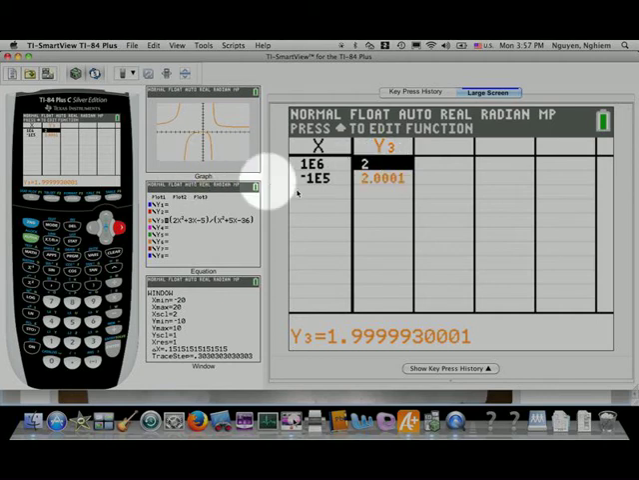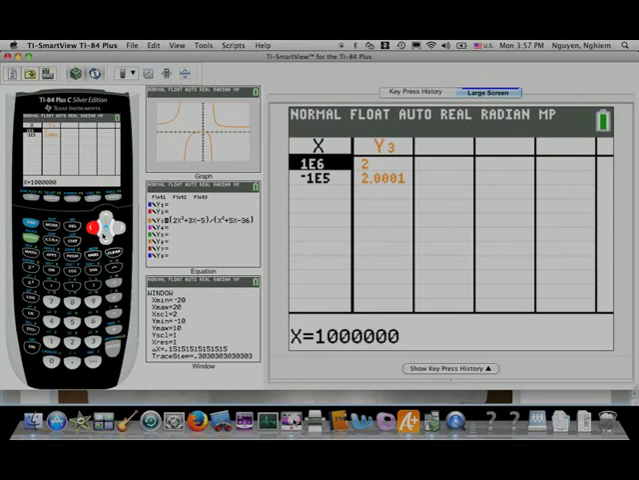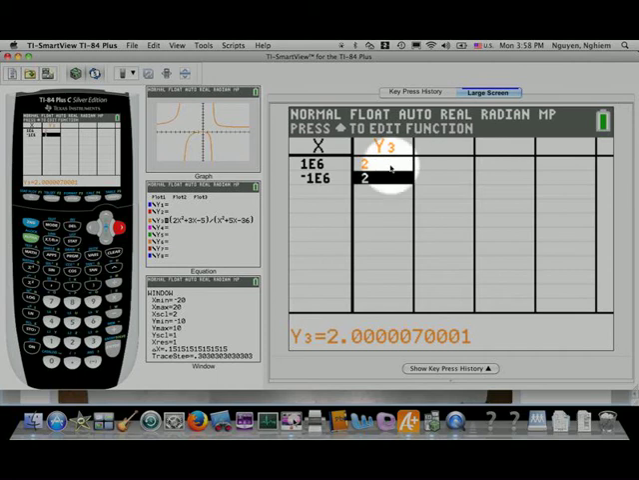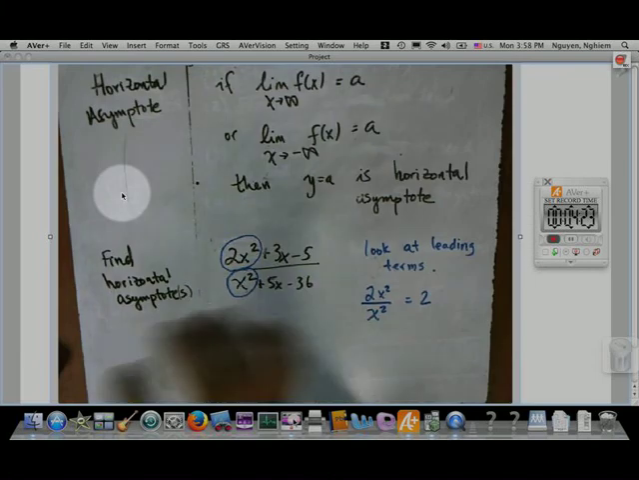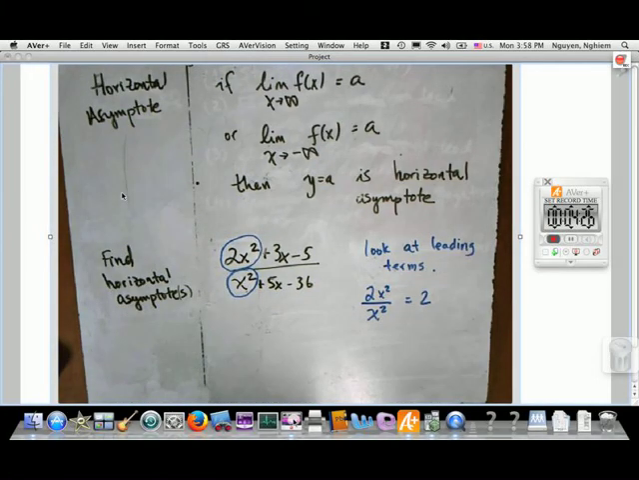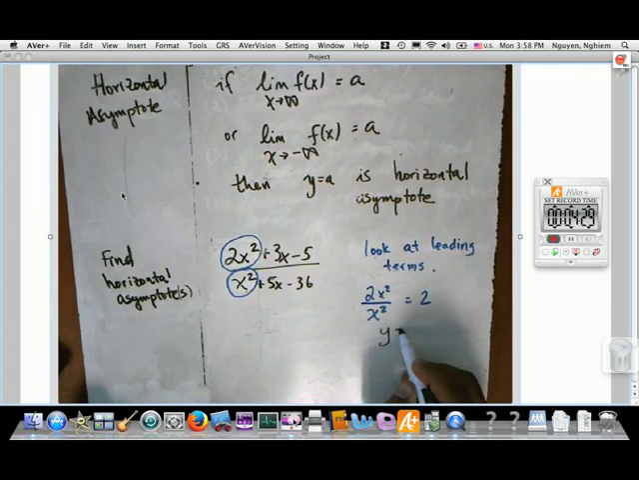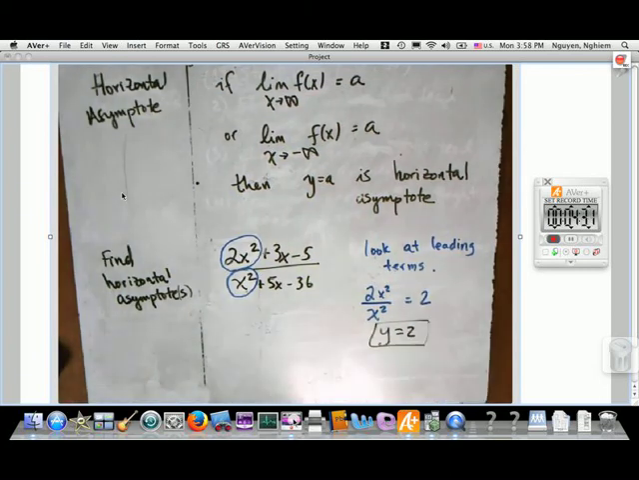Same thing if I put in a big negative number, like let's try negative 1,000,000. Hit enter, and you can see a similar result, but it's not quite 2. It's 2 point something with a bunch of decimals, because it's never actually going to reach 2. So then we can conclude that y equals 2 is the horizontal asymptote.